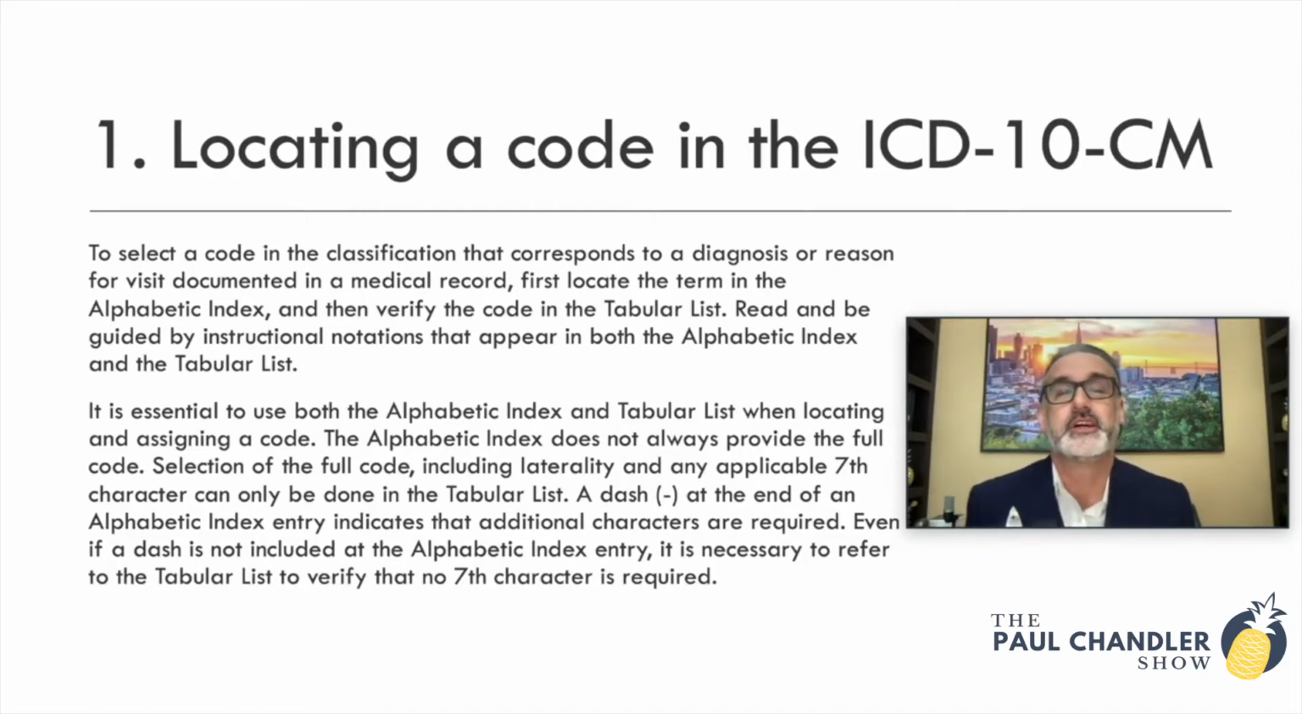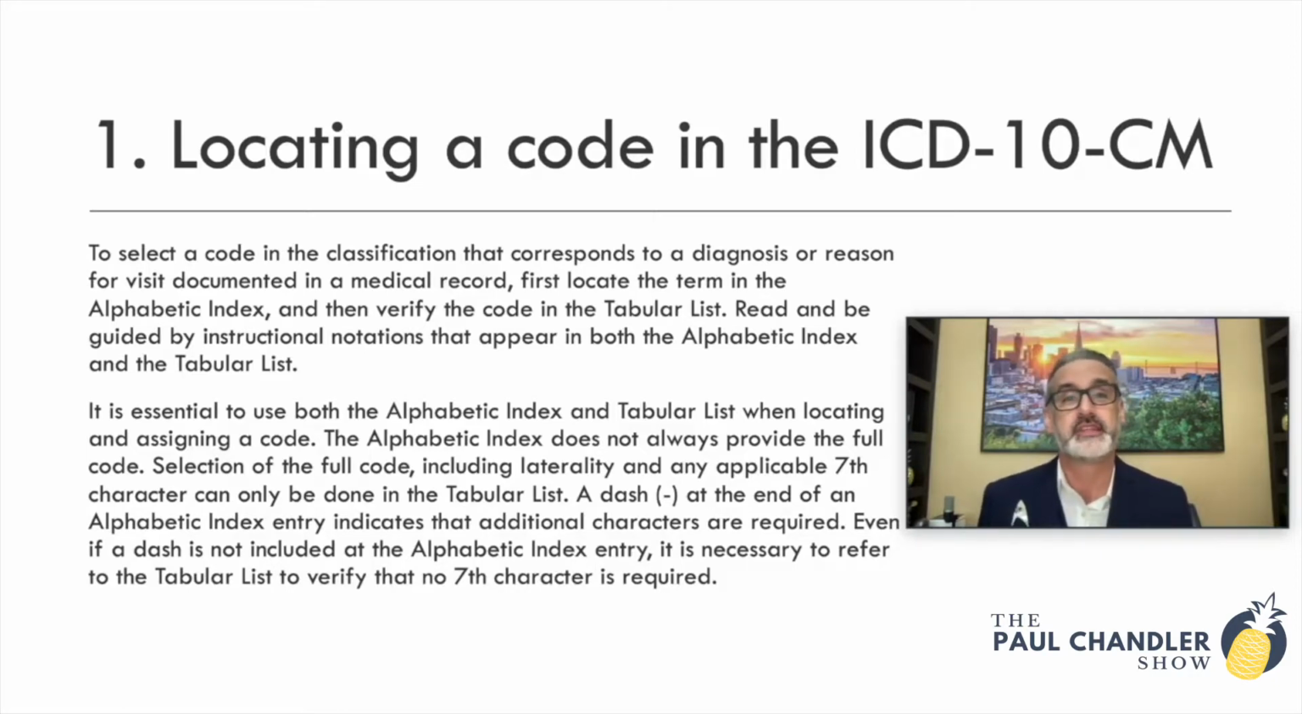So when we're locating a code in the ICD-10-CM diagnosis book, we go to the front of the book first, the alphabetical index. We choose the most generic term in the diagnosis that we have, and then we drill down, and get more specific when we're dropping down. Once we cannot drop down anymore based on the documentation, then we go to the back of the book, the tabular list, and verify the code.